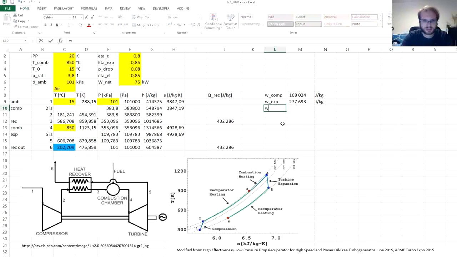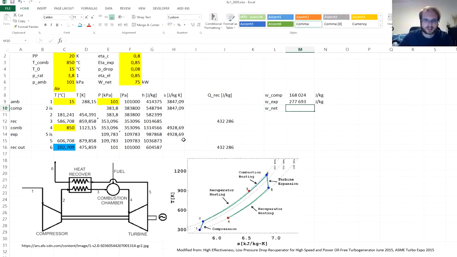Now what will be the net work of the system? The net work is nothing else than the difference between the part that produces the power, the expander, minus the component that is using the power, that is eating part of the turbine output.